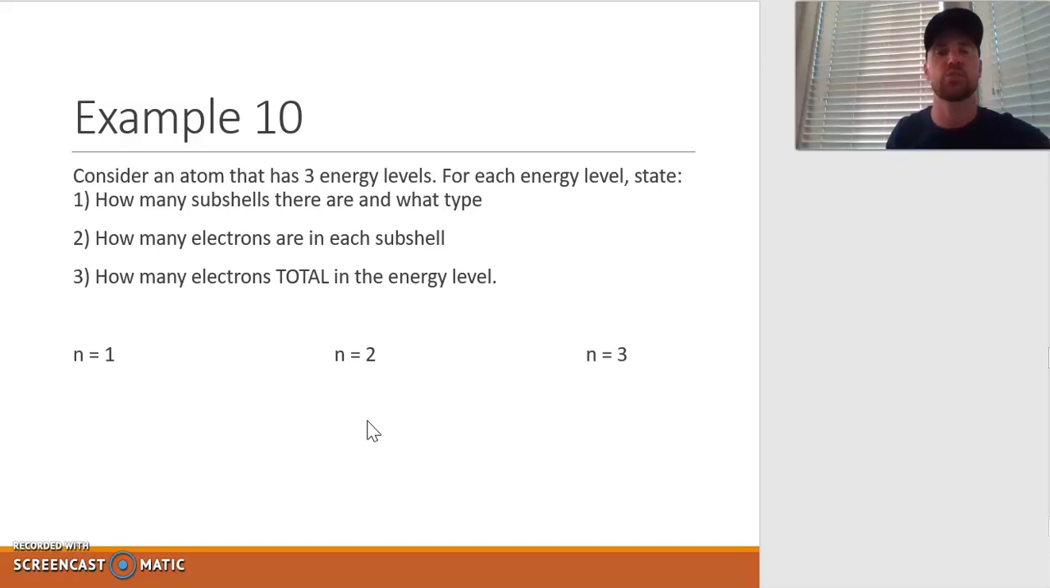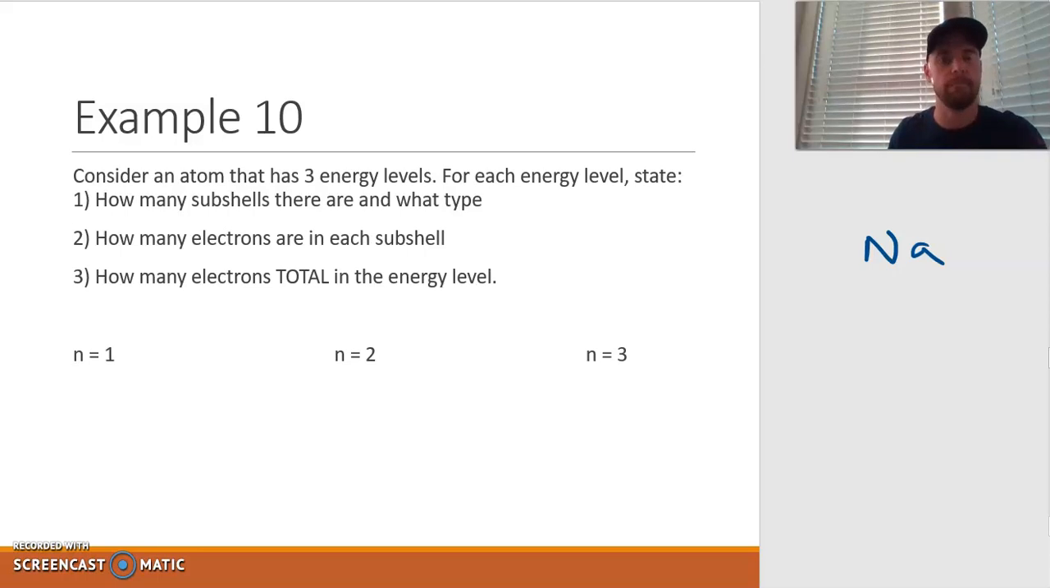Consider an atom that has three energy levels. Let's say, for example, sodium. Sodium has three energy levels. How do I know that? Because it's in row three. So I know it has three energy levels. For each energy level, I'd like you to state, number one, how many subshells are there and what type? Number two, how many electrons are in each subshell? And finally, how many electrons total are in each energy level?